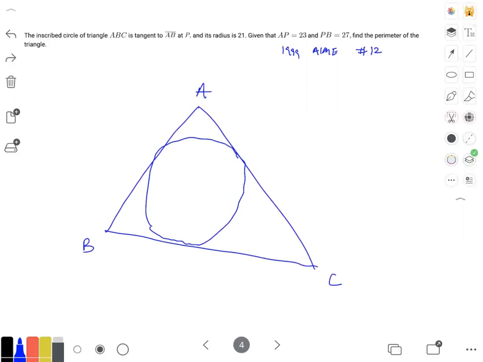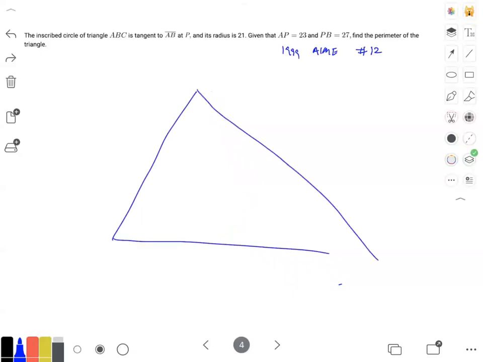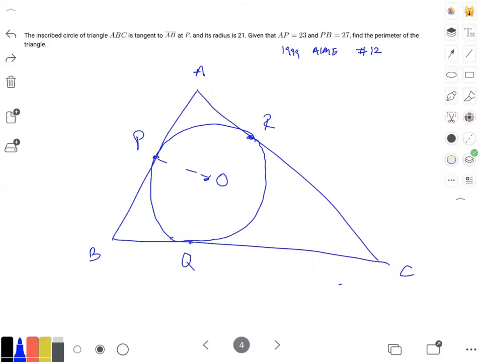Not the best drawings. Let me read that. All right, somewhat better. Okay, so ABC, intersection, tangent at P, radius 21. So O, maybe if I call this QR, we have 21 radius. Okay, so AP is 23. PB is 27. And find the perimeter of the triangle.